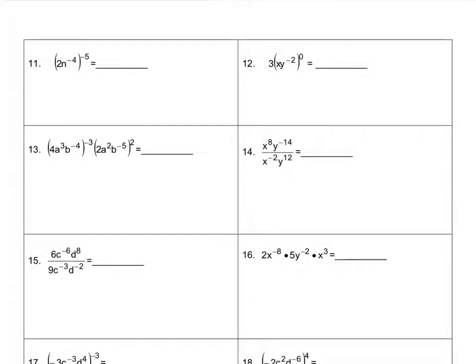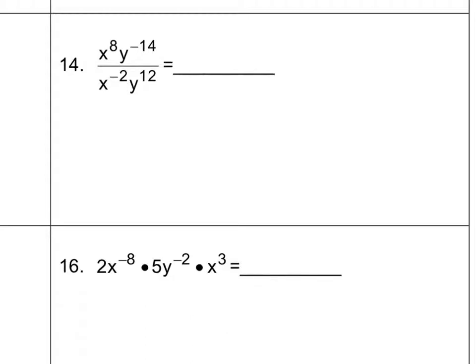Now, as you can see, the 3 is outside the parentheses, so you carry it over. Anything to the power 0 is a 1, so 3 times 1 is a 3. That would be your final answer. Now, let's move on to number 14.